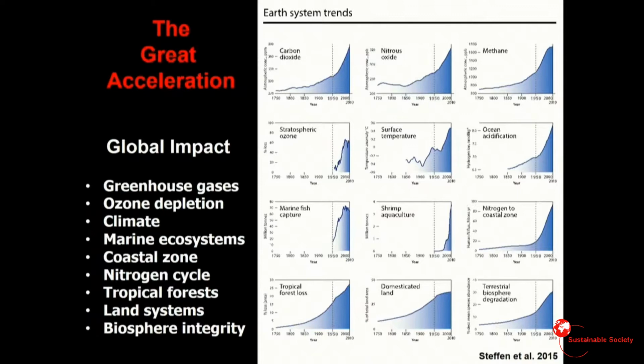So basically, these 24 graphs together are the scientific basis, the evidence basis for the Anthropocene. And again, they support the fact that it really wasn't the Industrial Revolution that was the starting point. It was the Great Acceleration that started around 1950. So let's go on to the next slide.